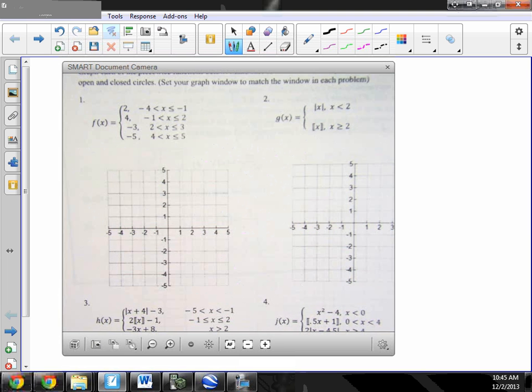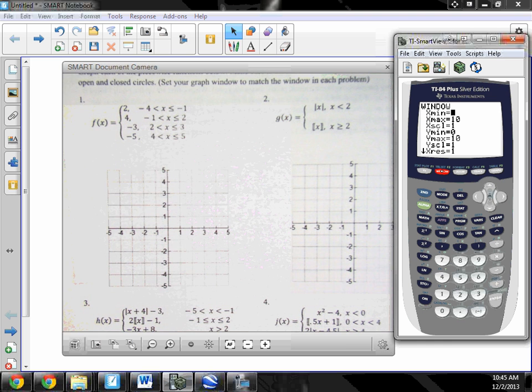All right. What I want you to do first is to change your window so that it matches the window that's on this graph. So go into your calculator, push window. What are my x values? What's my x minimum? -5 to 5. What do I want to count by? Ones. So my y minimum will be -5, and my y maximum will be 5.